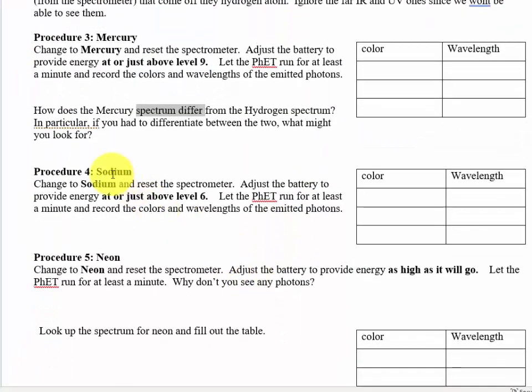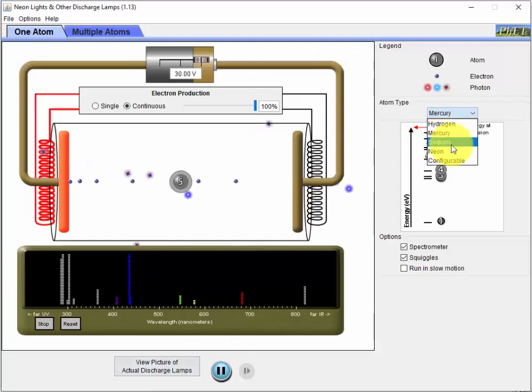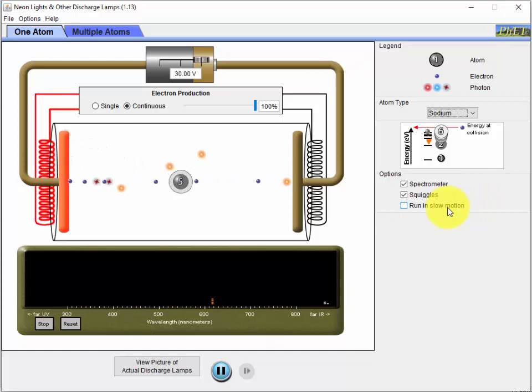We're then told to take a look at sodium, and then we're going to give neon a shot, and we're not going to see any photons, so we'll talk about that in a little bit. Here I'll put sodium on here, and we'll do a quick time lapse. Alright, and we'll call that sodium.